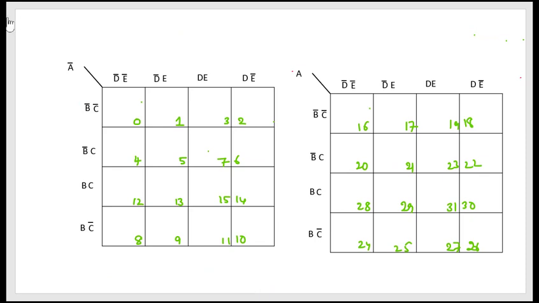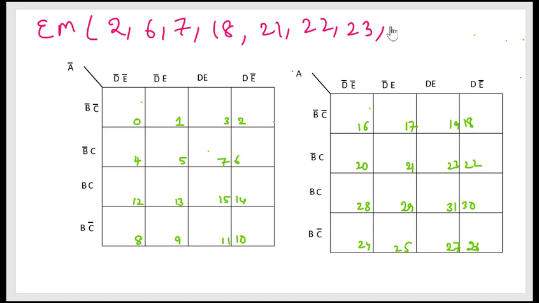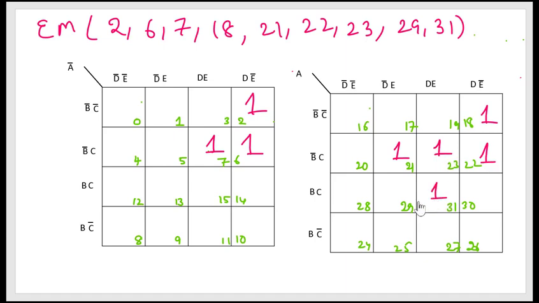Now let's take one more example. Sigma m 2, 6, 7, 18, 21, 22, 23, 29 and 31. First we'll fill the min terms for which output is 1: 2, 6, 7, 18, 21, 22, 23, 29 and 31. So you fill all the ones.